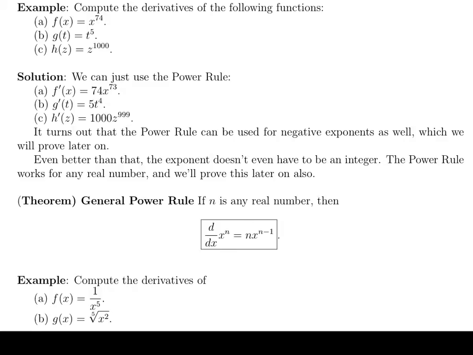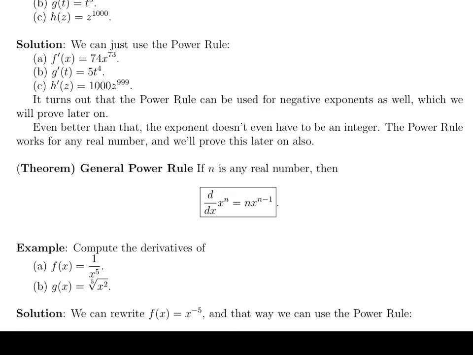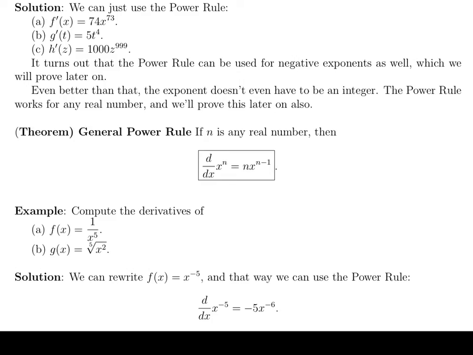So now let's use this general power rule to compute a few more derivatives. So let's try these guys. We'll differentiate 1 over x to the 5, and then we'll also differentiate the fifth root of x squared. So the way to do this is to rewrite f of x as x to the minus 5, and then we can go ahead and use the power rule. So the power rule tells us to bring that exponent down in front, so the exponent is negative 5, and then we have to subtract 1 from the exponent. So when we subtract 1, we're saying negative 5 minus 1, and that's how we get a negative 6 for our new exponent.